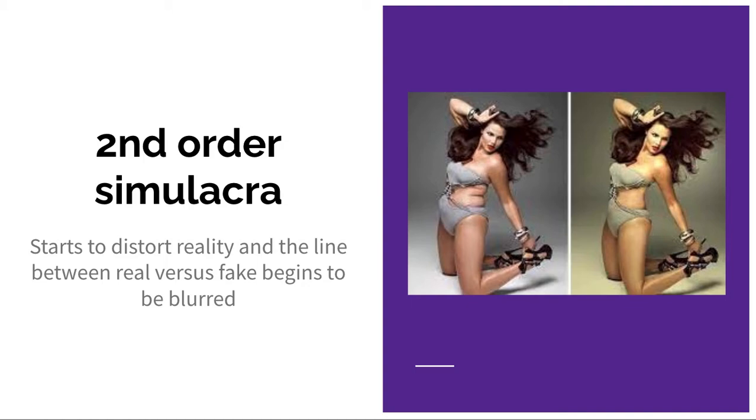Second order simulacra starts to distort reality, and the line between real versus fake begins to be blurred. In the photo on the left, she is not photoshopped. On the right, she is photoshopped, but it is rather convincing. And so we know that it's real because it is a photo, but we also don't know which parts are fake because it is photoshopped.